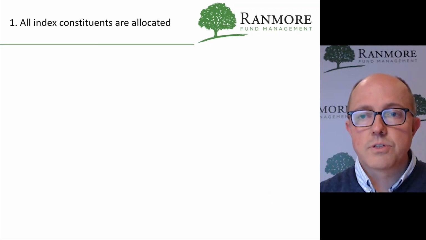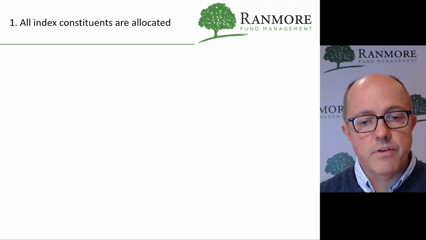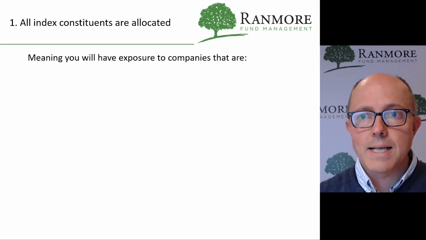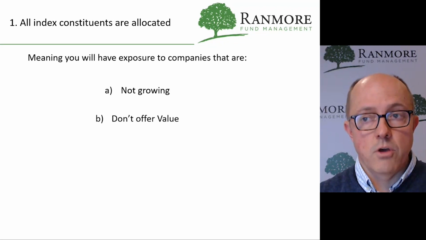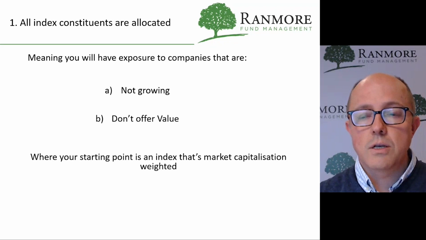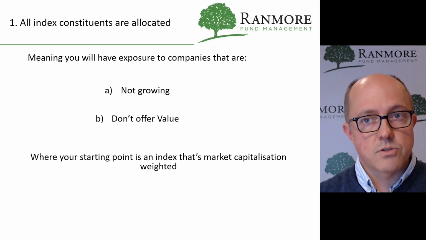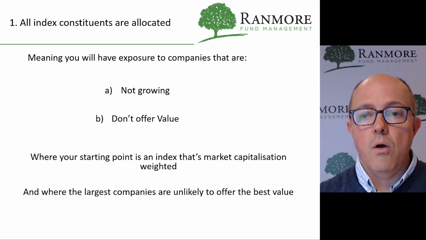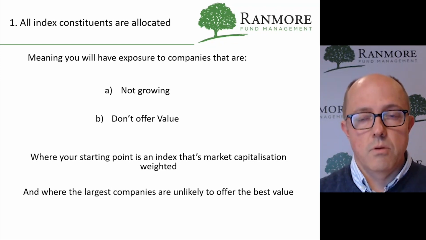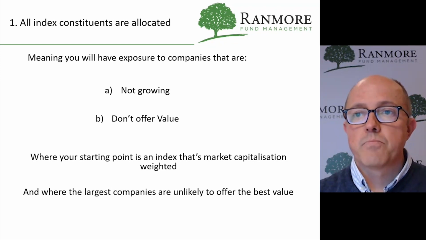All index constituents are allocated. If you're the S&P 500, all 500 have to go somewhere, and they're either growth or value. But that means you'll have exposure to companies that are not growing and don't offer value, where your starting point is an index that's market cap weighted, based on size, and where the largest companies are unlikely to offer the best value. And we'll come back to that in a sec.